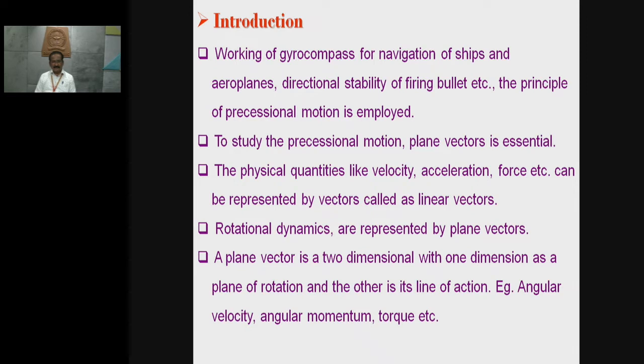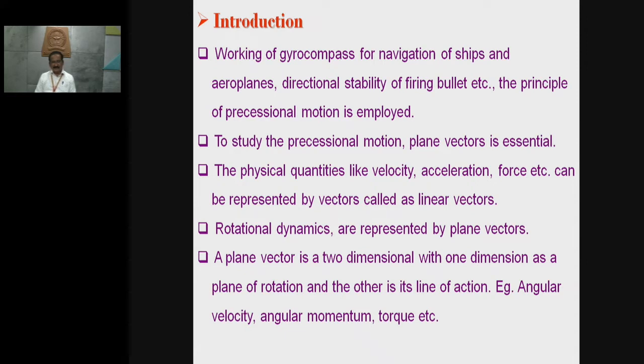The principle of precessional motion is very important and this is applied for the directional stability of moving vehicles like ships and aeroplanes. When bullets are fired, directional stability for proper direction is important, and this is achieved by the principle of precessional motion. Study of the precessional motion plane vector is essential.